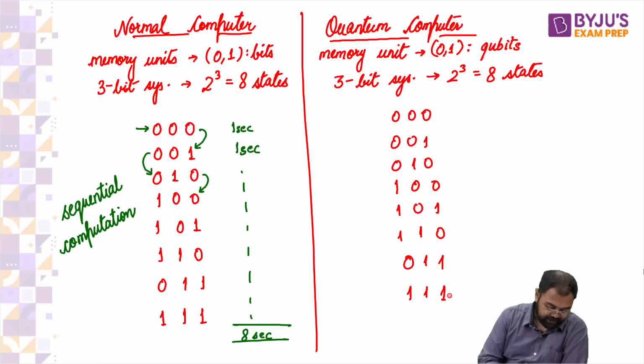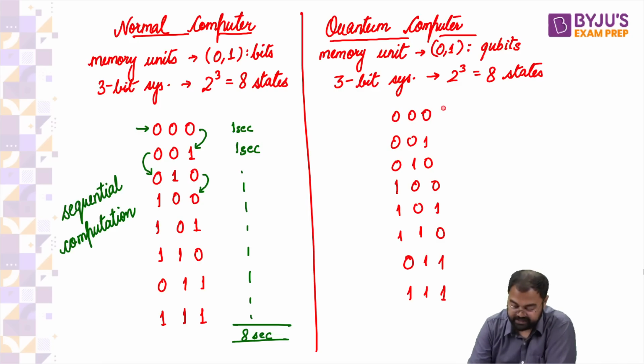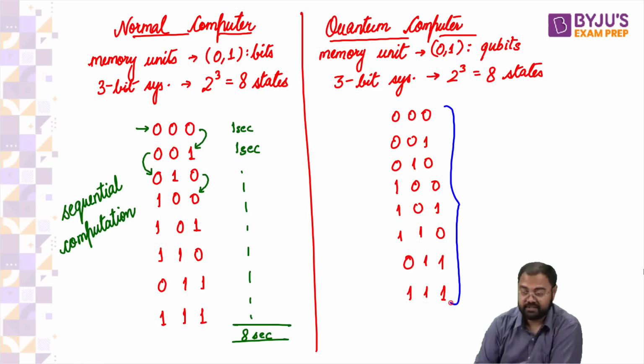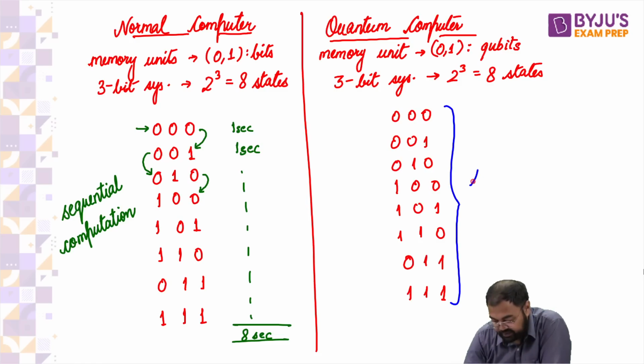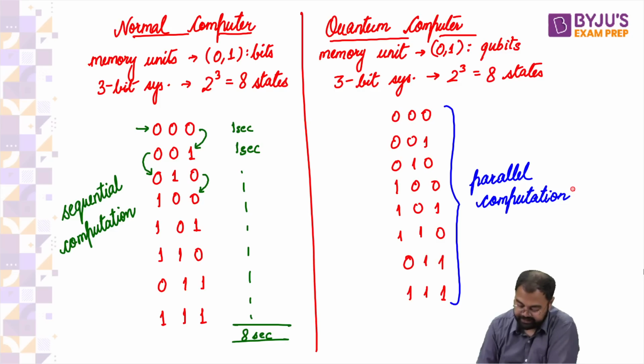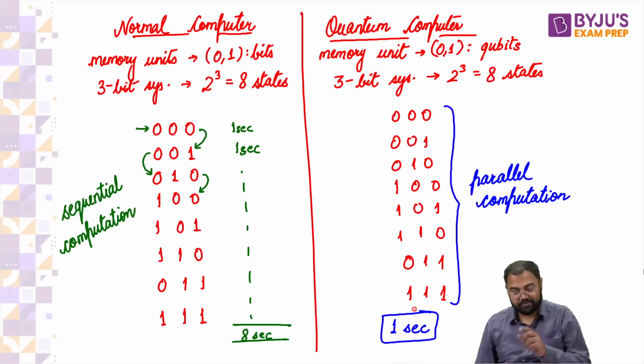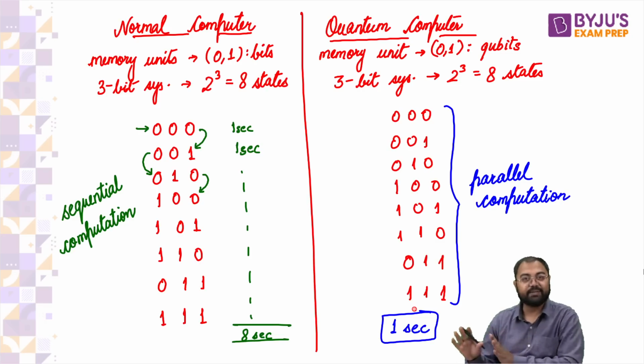Now this time what happens is that all these states will be computed at once. So basically there will be a parallel computation, meaning that it would take a total of just 1 second to do this computation. So in the first case, it was happening in 8 seconds. This time it is happening in 1 second.